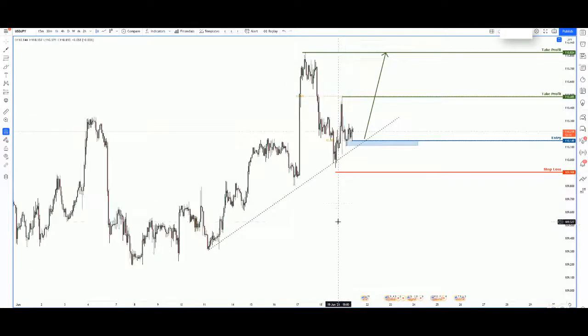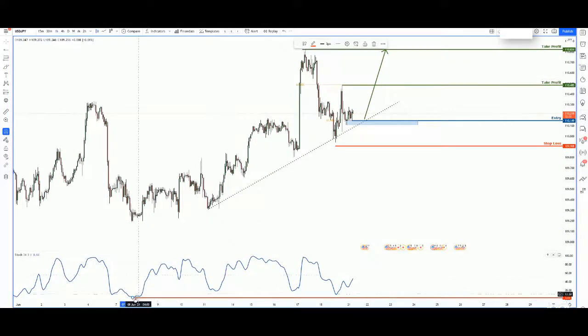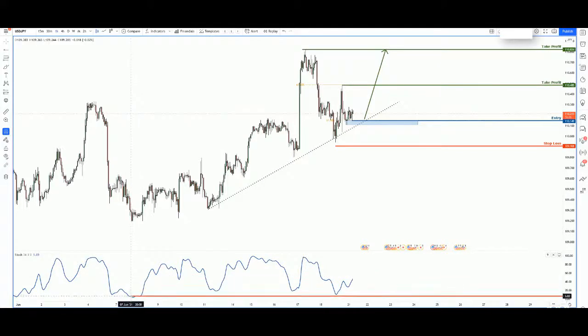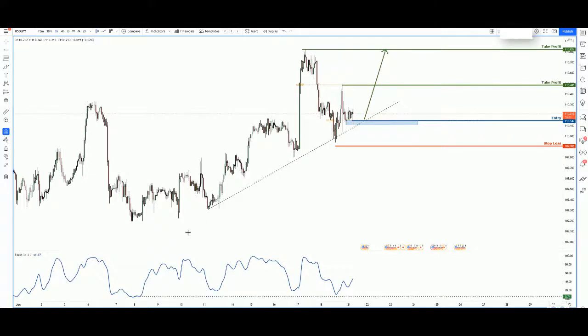Also, we can look at stochastics, and we see that every time stochastics comes down to test this low area, price does a very nice bounce. You can see over here, price does a bounce, price comes close here, there's a very strong bounce, price comes close here, a very strong bounce as well, and price is now approaching this area again, so we should see another strong bounce.